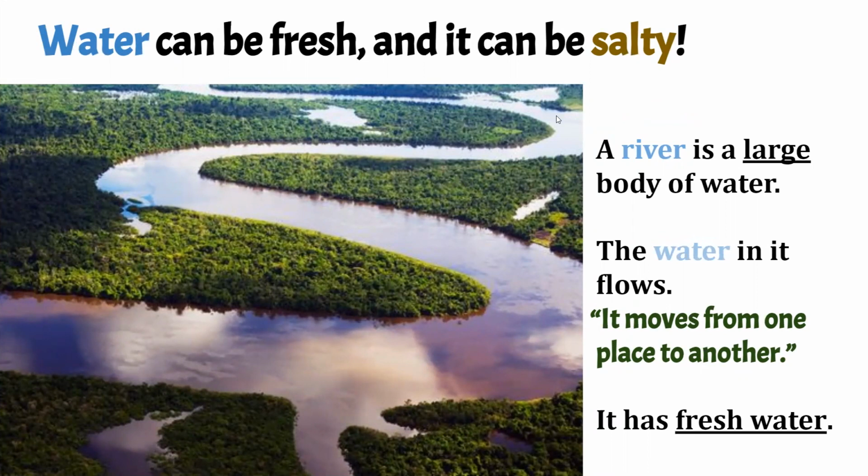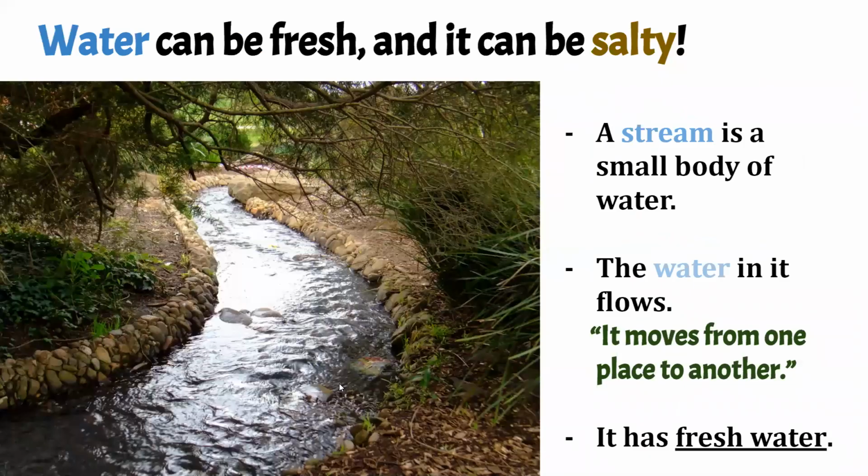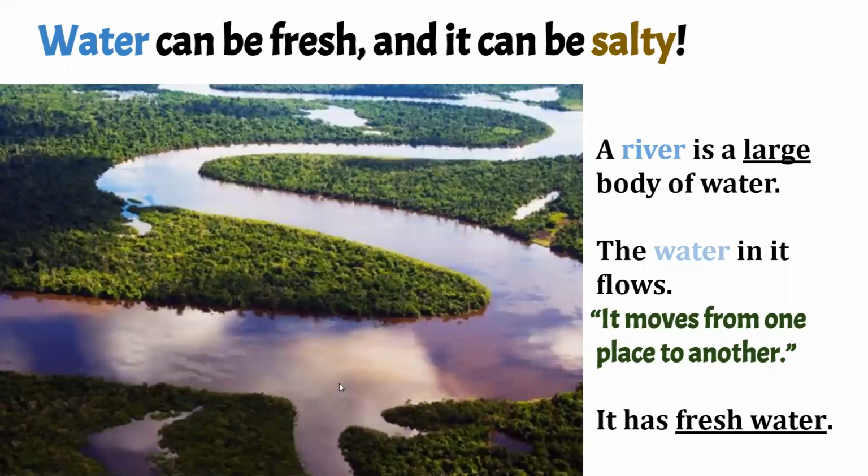So a river is what? As you can see, it is a large body of water. It is different than the stream. The stream is small and the river is what? Large. And the water in it also flows. It means that it moves. So imagine that the water here is going to flow until it reaches here. Yes, it will, okay?